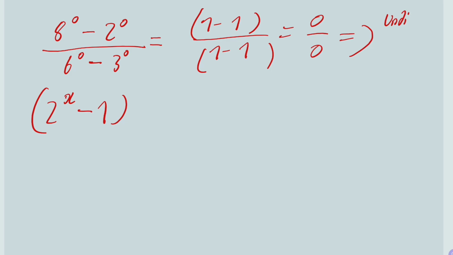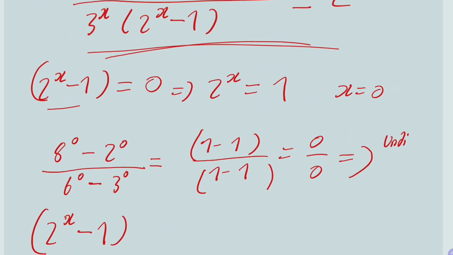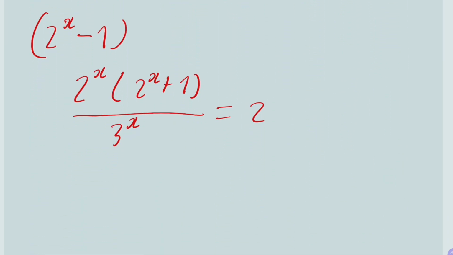Now, solving the simplified equation after cancelling the common terms, we are left with a much friendlier equation, which is 2 to the power x in brackets 2 to the power x plus 1, divided by 3 to the power x, should be equal to 2. Simply because, remember, from here we cancelled this with this. Now, because we cancelled this, we're left with this equation.